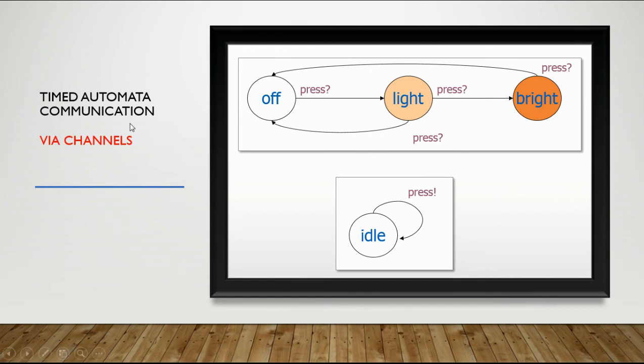The first method for communicating between timed automata is using global variables. The second one is using channels. The channel can be synchronized at the same time: it can be sent from this one to this one. While with global variables, we just check the value of the global variable.